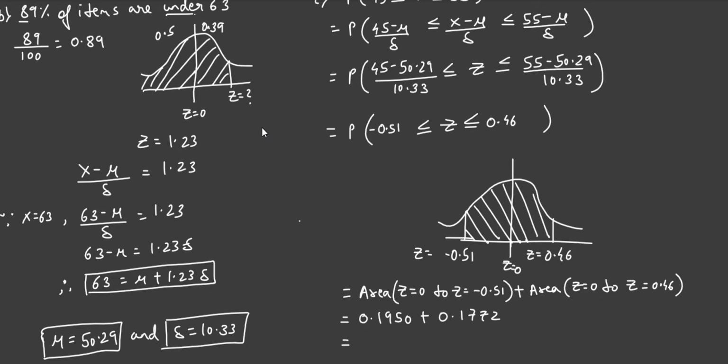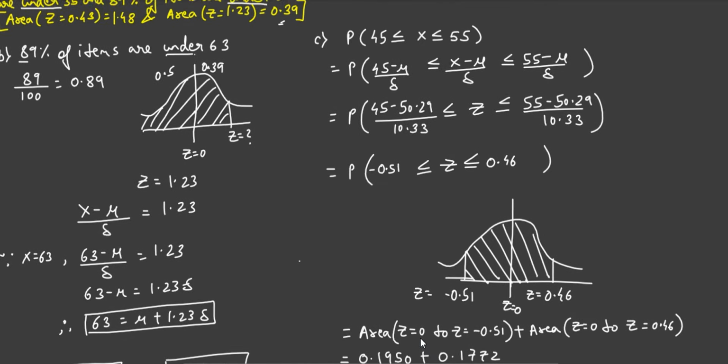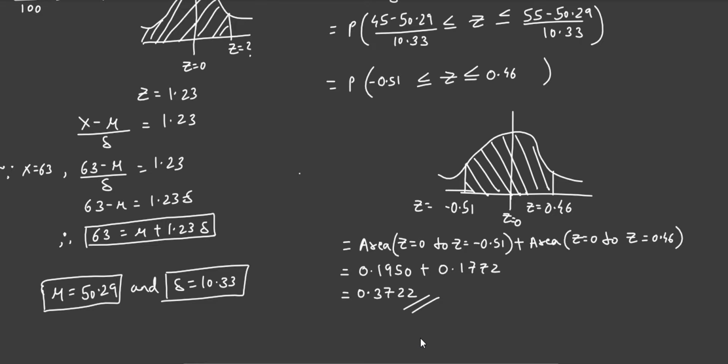Okay, so here I will write the final answer, which is 0.3722. This is the area between 45 and 55. Okay guys, this was an easy sum, and this sum has come many times in exams. So you have to make sure that you are well prepared for these types of questions.